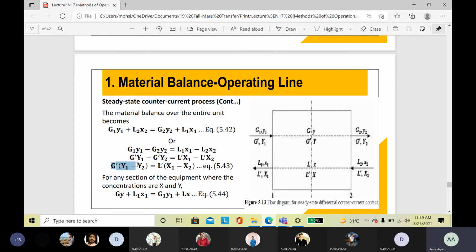और इसे हम G prime और L prime को सेपरेट आउट करके लिख सकते हैं बाय दिस इक्वेशन 5.43. For any section of the equipment where the concentrations are x and y, Gy plus L1 x1 equals G1 y1 plus Lx.